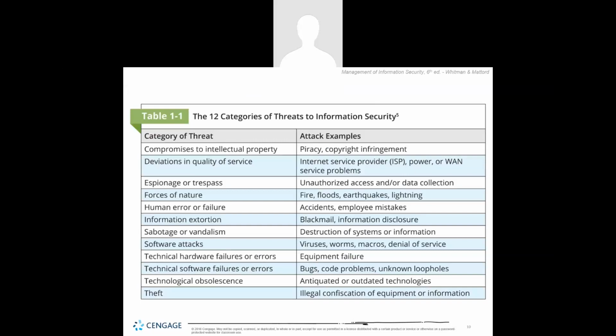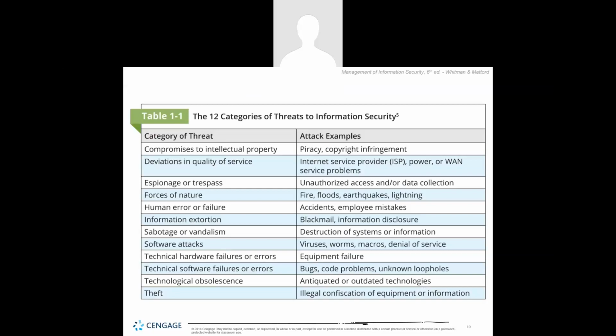So we see on the screen 12 different categories of threats to information security. You have compromise to intellectual property, such as copyright infringement and piracy. Deviations in quality of service could be your ISP provider, power going out, or WAN service problems. Espionage or trespass is unauthorized access or data collection. Forces of nature will be incidents like fires, floods, earthquakes, and lightning. Human error or failure could be accidents or employee mistakes.